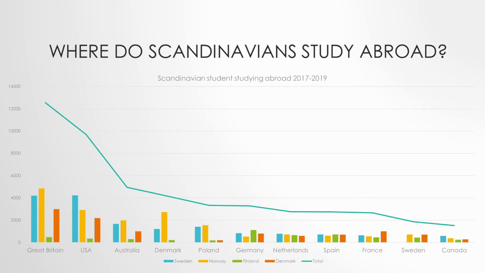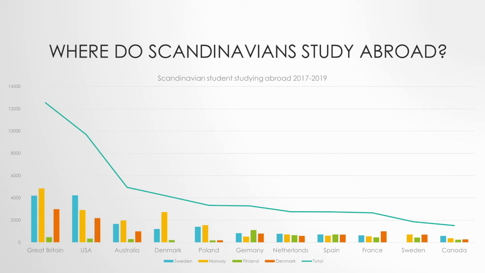But number 2 on the list is the US. US has almost always been the most popular country for Swedish students, even though numbers have gone down quite a bit since 2016 for some reason. But I think there's a good chance for a recovery there. So US is always one of the most popular countries, not least for Swedish students.